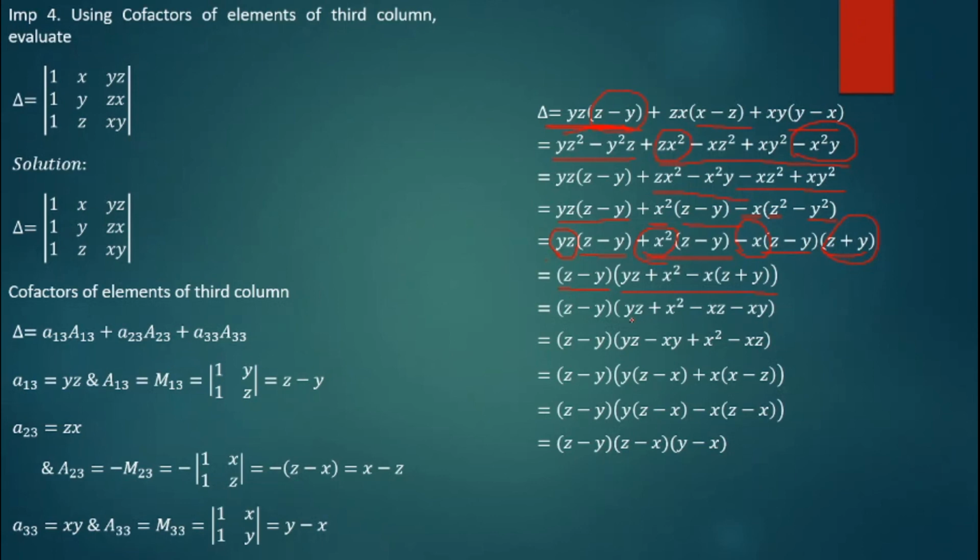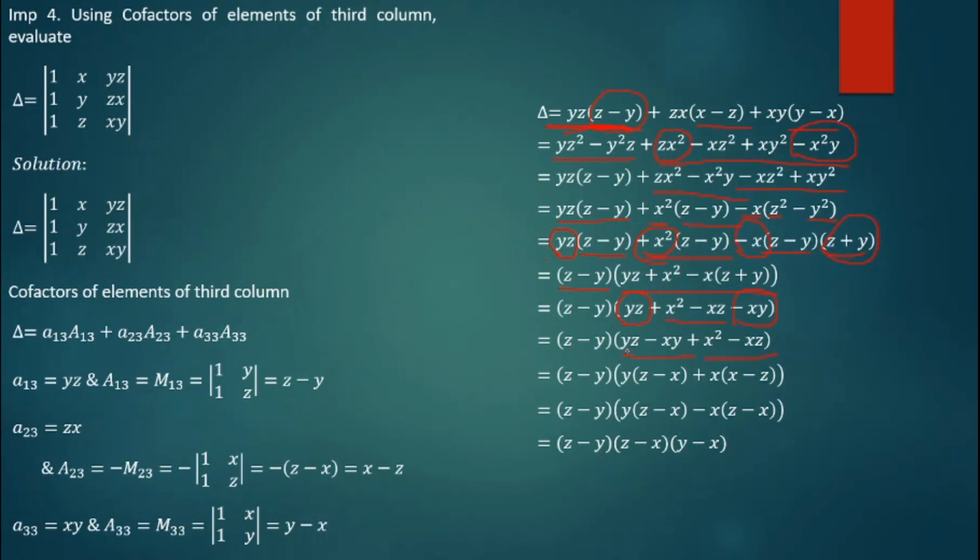Next. Now again you have to do some arrangement in this case, so that here we already have z minus y. So what do we prefer next? z minus y is there. Okay, so something else we can do. See, yz is there. Then I'll take minus xy. So yz minus xy, x square minus xz.